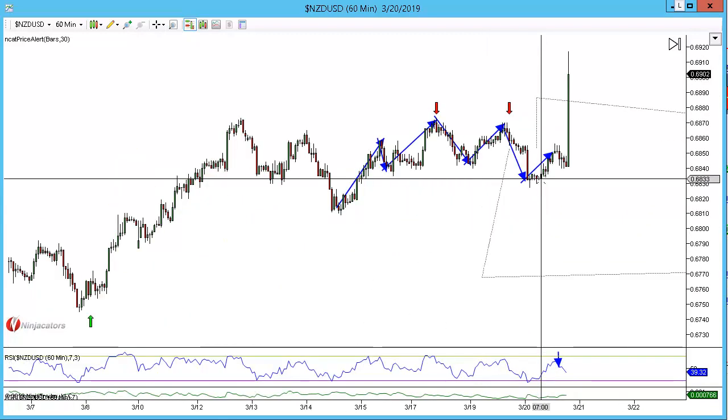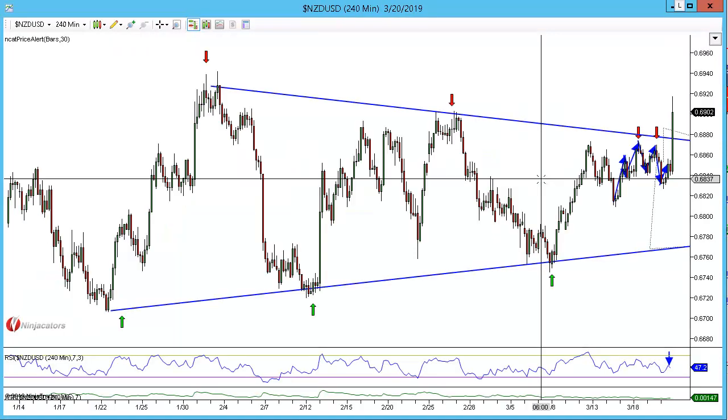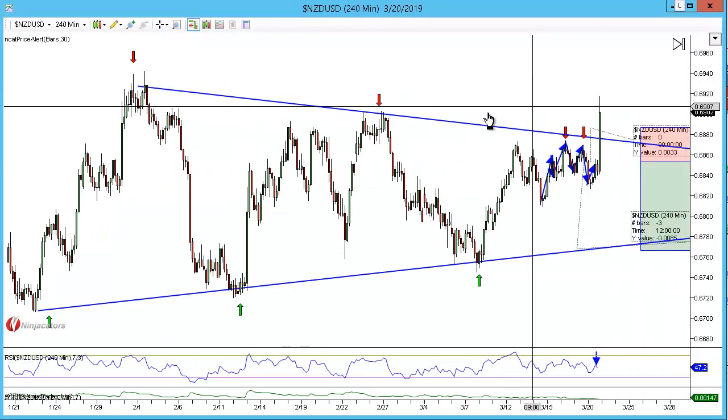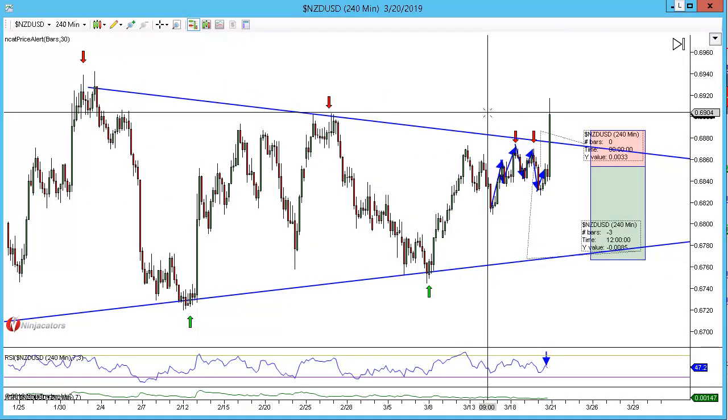That's the thing with news. It can make it spike one way or the other. It is part of trading. Nevertheless, this was a very, very good and high probability trade. But I am out for -33.